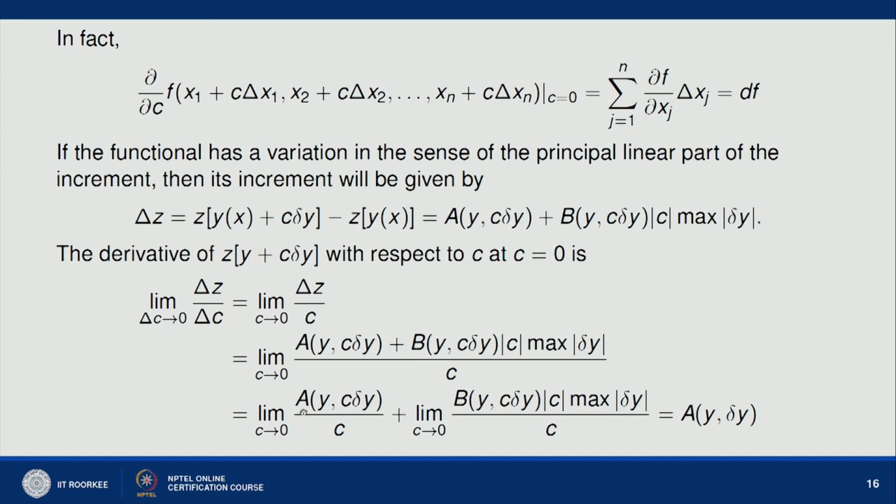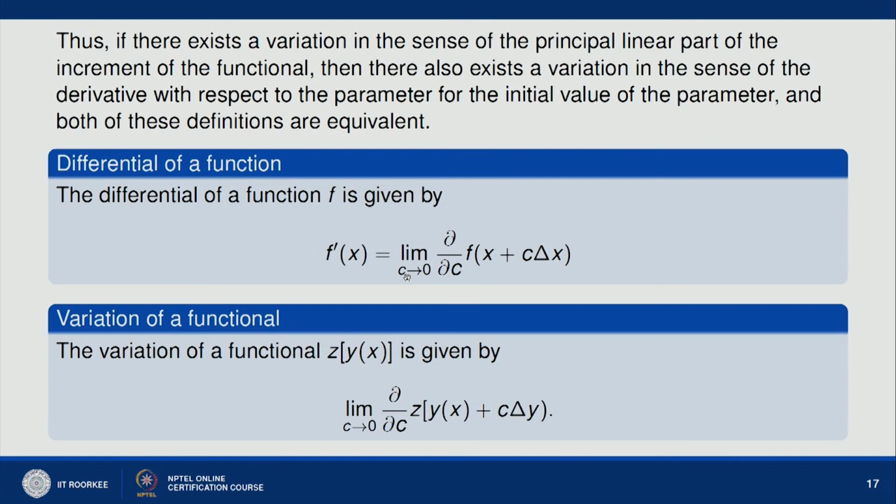So what is left here is A(y, delta y), because this A is linear with respect to the second argument, so c will be taken out, and you can say that it is nothing but c times A(y, delta y) divided by c. So c will cancel out and we have A(y, delta y), and it is nothing but the variation or increment in the functional. So you can say that the increment in your functional can be given by the derivative of z with respect to c.